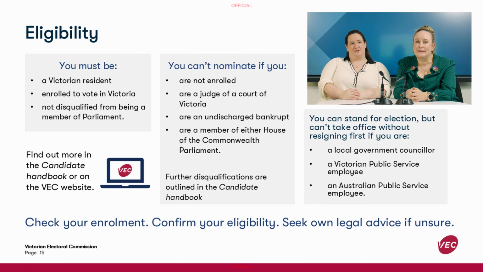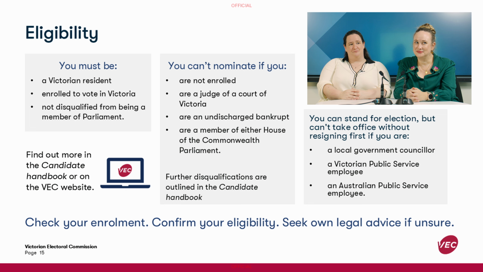Before you begin the nomination process, you should confirm your eligibility to stand as a candidate by checking the eligibility criteria listed on our website and in the candidate handbook. You are eligible to nominate as a candidate if at the close of the roll, you are a Victorian resident, enrolled to vote in Victoria, and not disqualified from being a Member of Parliament. You cannot nominate if you are not enrolled, are a judge of a court in Victoria, are an undischarged bankrupt, or are a member of either house of the Commonwealth Parliament.